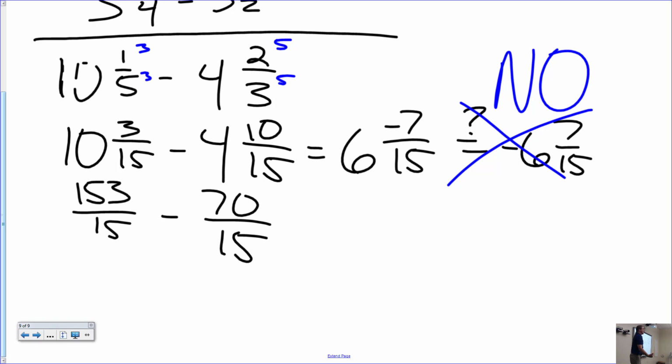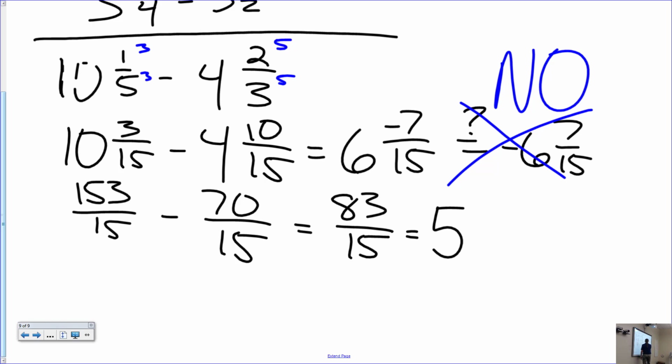It will always work. That's the joy of converting things to an improper fraction, is that you will never fail at it unless you screw up the multiplication, right? Punch the wrong numbers in the calculator. Because then what's 153 minus 70? And if I said the answer had to be a mixed fraction, what would it wind up being? How many times is 15 going to 83? 5, 8.